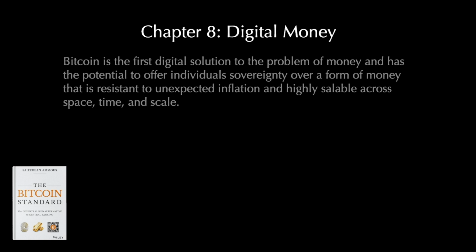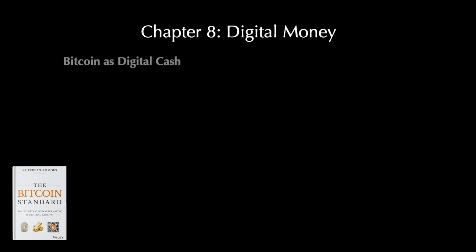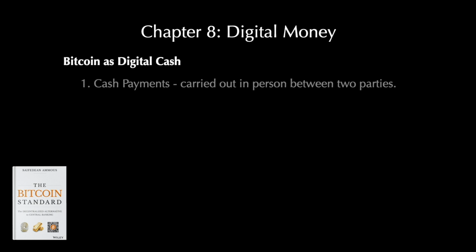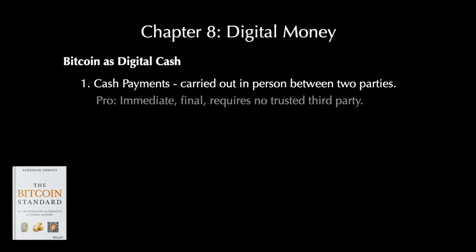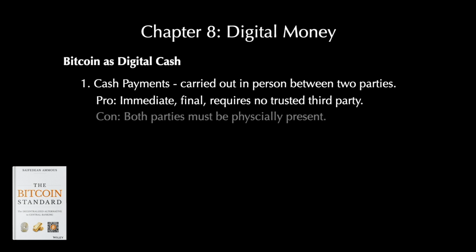Bitcoin as digital cash. Before Bitcoin was invented, one could divide payment methods into two distinct categories. Number one, cash payments. These were carried out in person between two parties. These payments were immediate, final, and required no trust from either party. Each party gets what they want instantly. The drawback is that both people need to be physically present at the transaction, a problem that is growing as time passes.